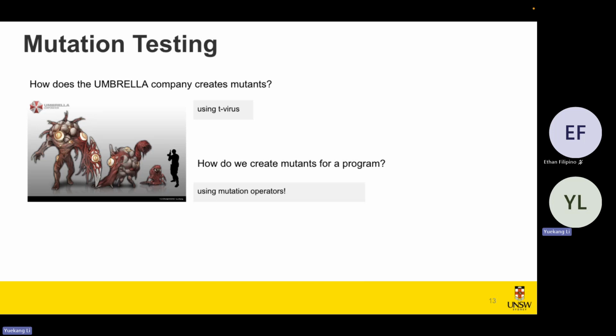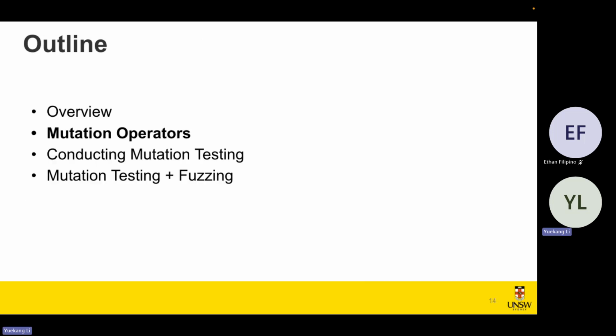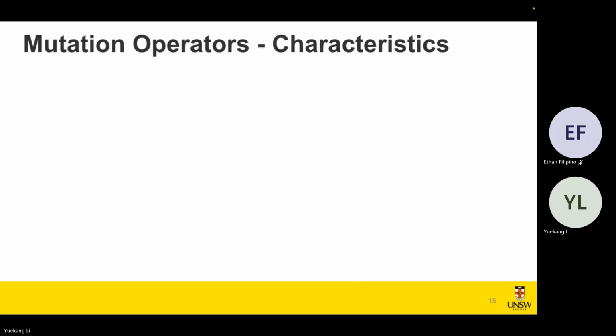So we try to apply mutation operators. Mutation operators are like the viruses here that can trigger the program to turn into other forms. And now let's learn about the different types of mutation operators. There are some key characteristics for these mutation operators.